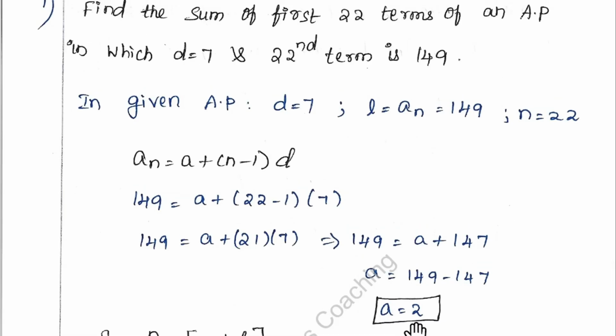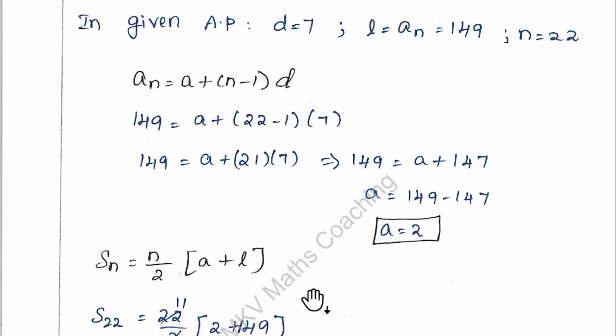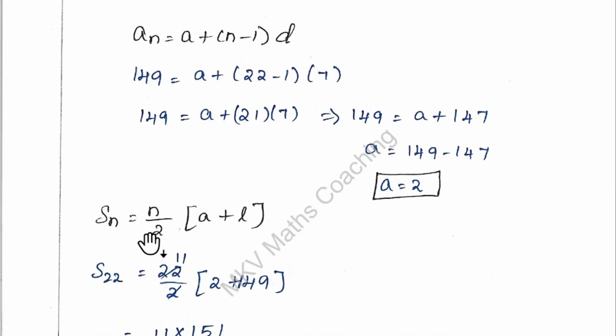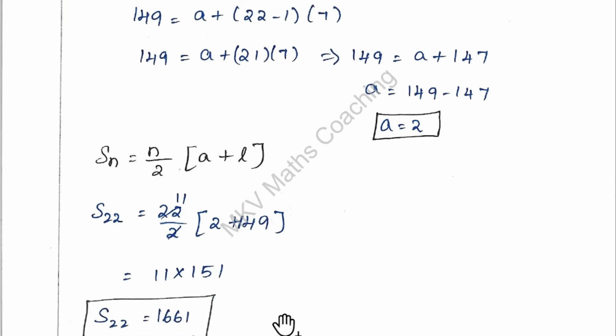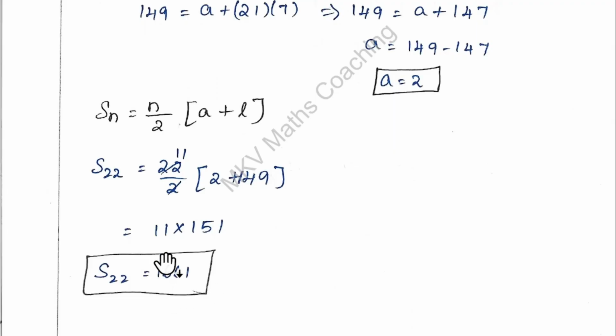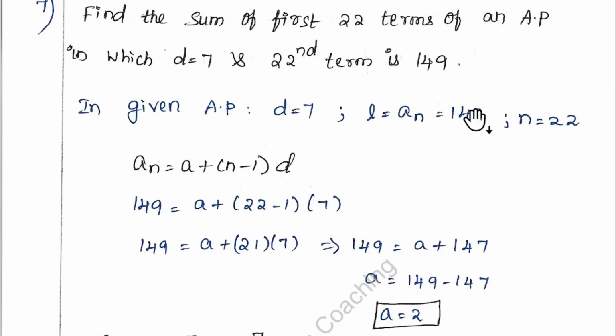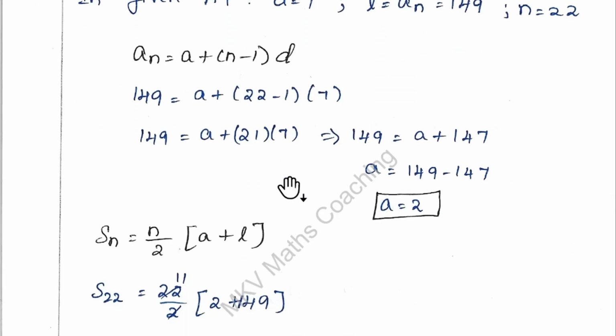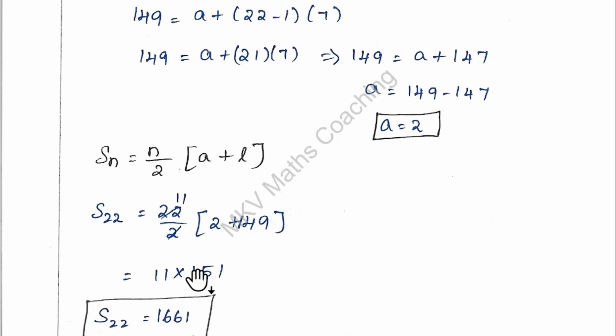After getting the a value, you can use the Sn formula. You can use the shorter formula, since you know l, right? The l value, the last term, is given. So you can just use Sn equals n by 2 into a plus l. Here n is 22. 22 by 2 into 2 plus 149 will give you 1661 as the sum of 22 terms. So just understand the question. To find the sum of 22 terms, we didn't have the a value. That is why we substituted in the an formula, and then found the sum of 22 terms.